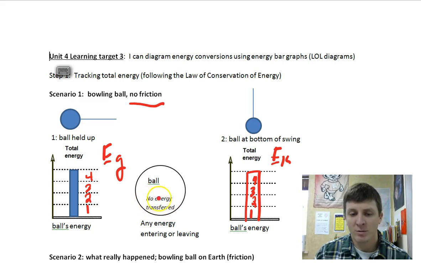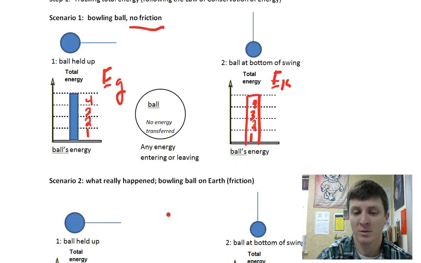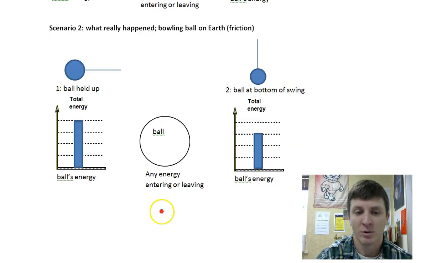So what we mean by no energy transfer is no energy is coming into the system or out of the system. So is energy entering or leaving? The answer is no. Energy is transferred from one form to the next form completely. We have 4 units at the beginning, 4 units at the end. We don't have to do anything with the O part here. So why do we have the O part? Well, that comes into play when we have friction.